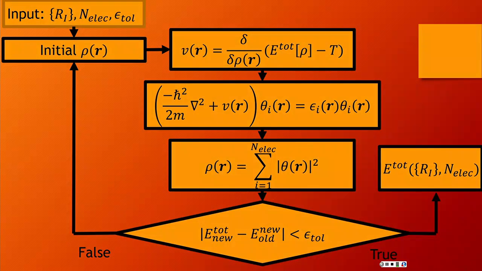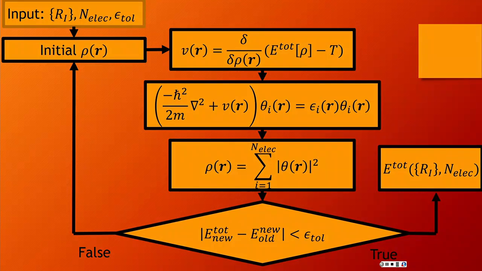So the first couple slides are going to look pretty familiar. The whole idea is to just take some input, in this case position of ions, the number of electrons, and some energy tolerance, and generate output. And in this case, what you want is the total energy of the system.